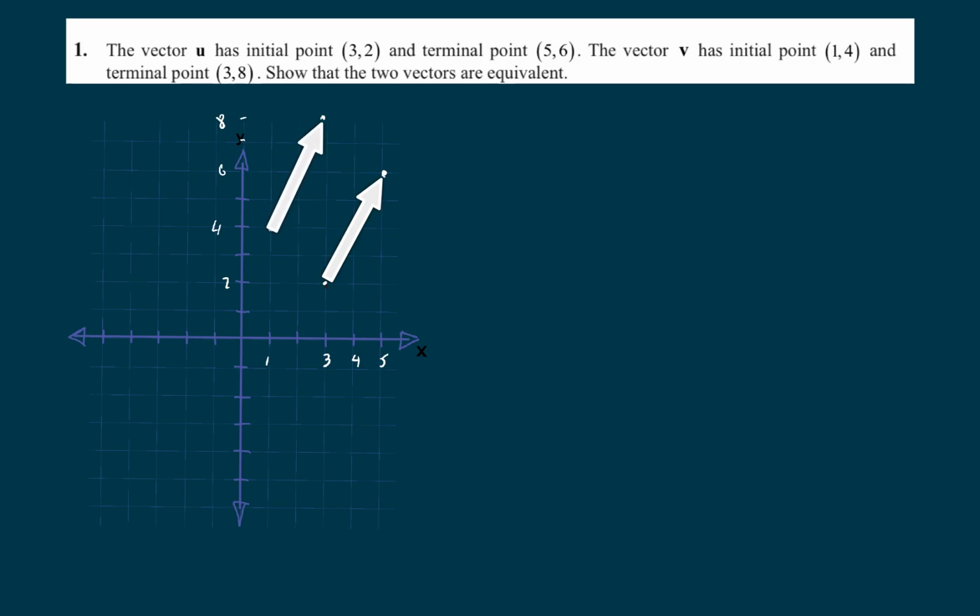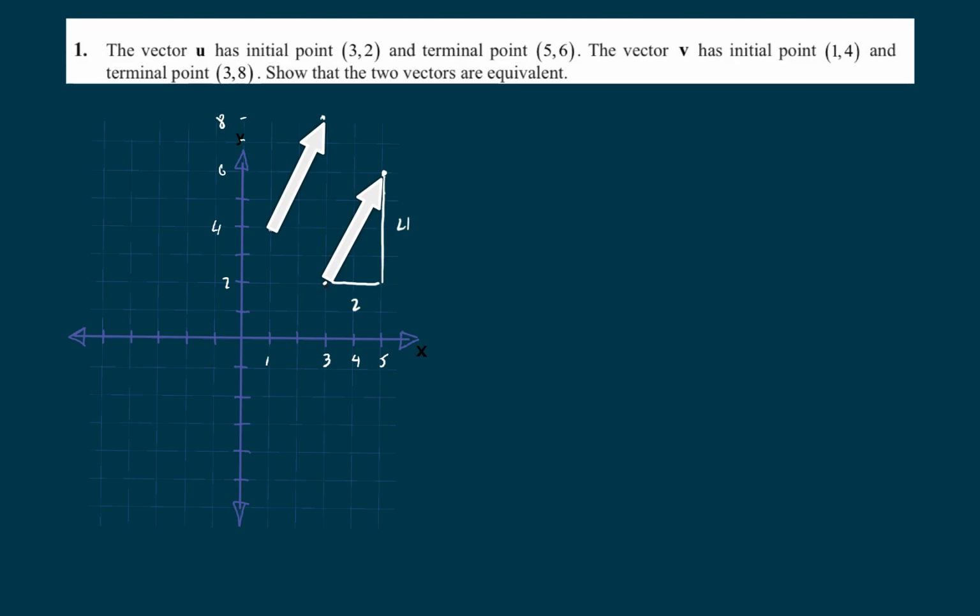And the problem is asking, prove that these two vectors are equivalent. Two vectors are equivalent when they have the same components. You see here, this vector is made of 2 units to the right, and from 2 to 6, there are 4 units going up. So this is the vector that has 2 units from 3 to 5 and 4 units from 4 to 8.